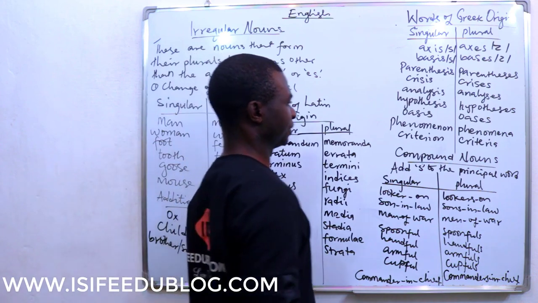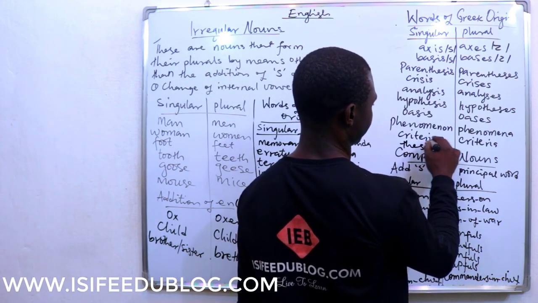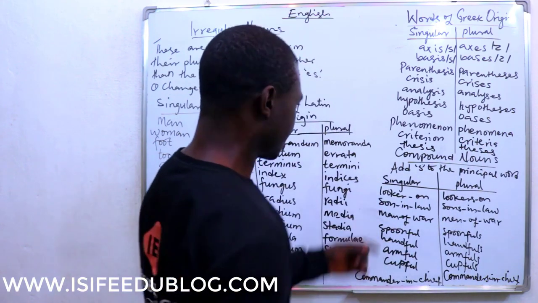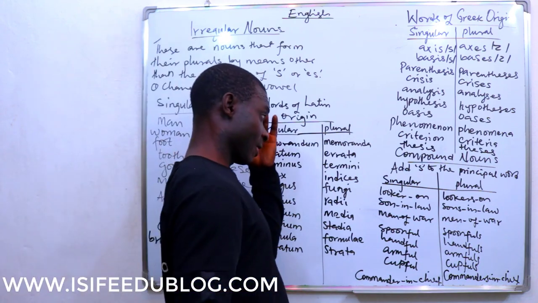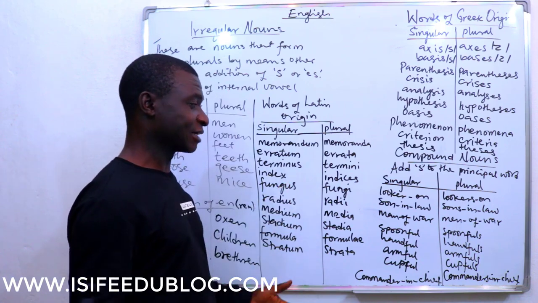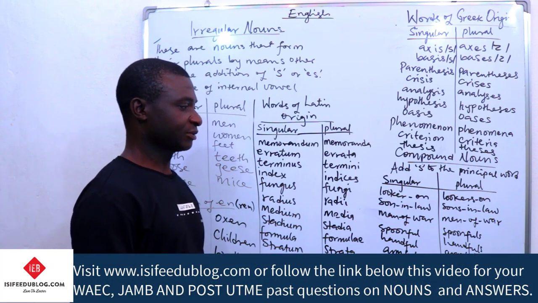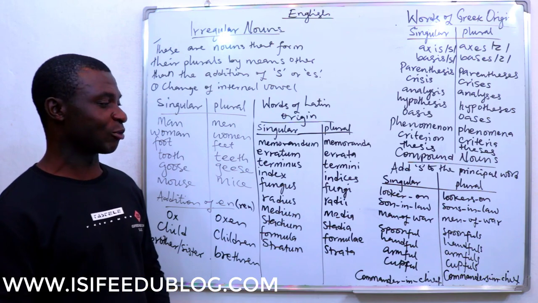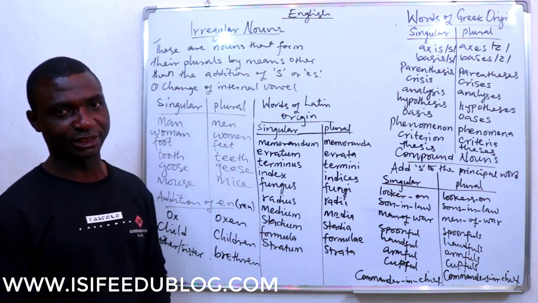Okay, thesis becomes theses. Now for compound nouns, some of them have become one word, some of them are hyphenated. If a compound noun has become one word, the plural form will be different from when it is hyphenated.